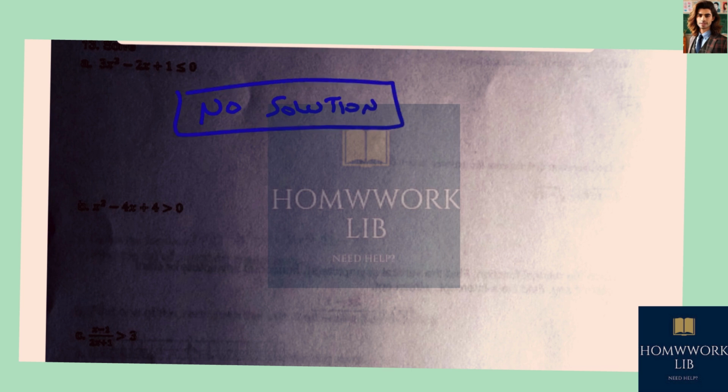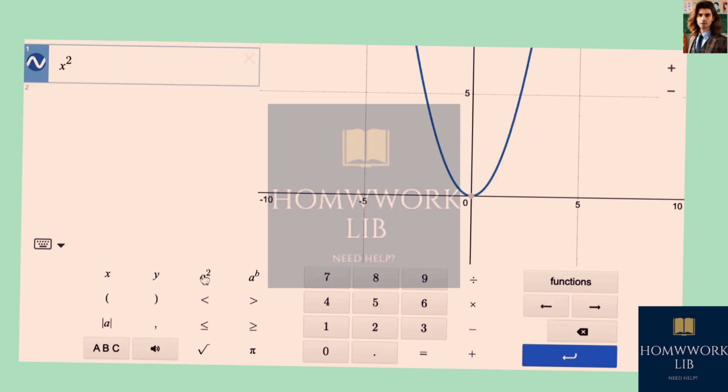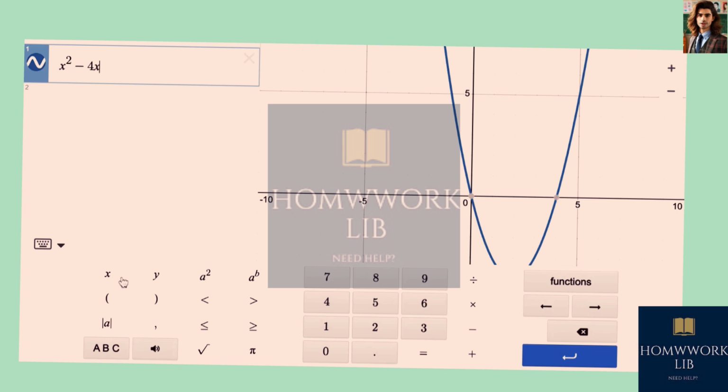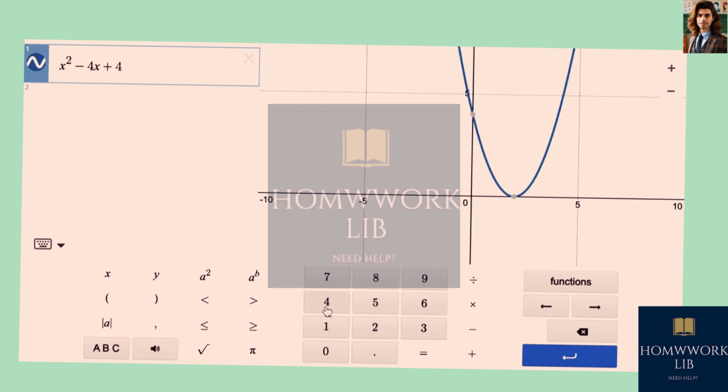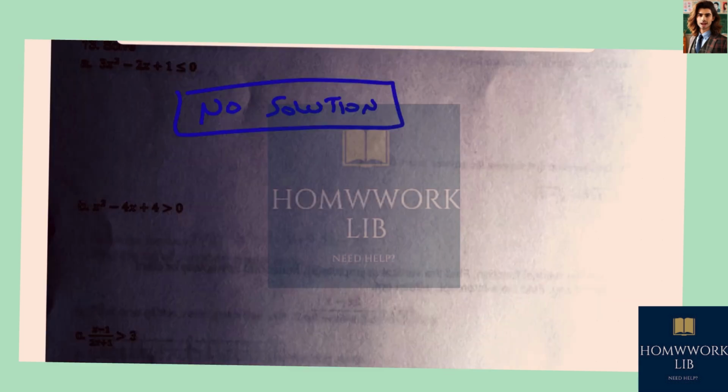The second case, x squared minus 4x plus 4 greater than 0. Well, it is greater than 0 everywhere except when it is 0, because this is not "or equal to". So it's everything except for 2, meaning it's from negative infinity to 2, not included, union 2, not included, to infinity.